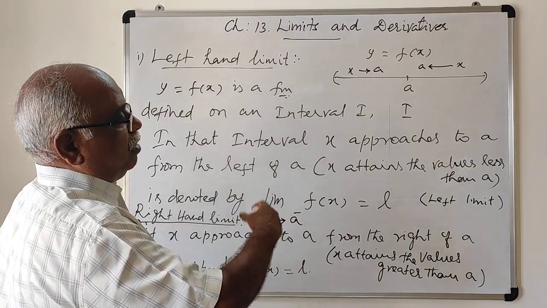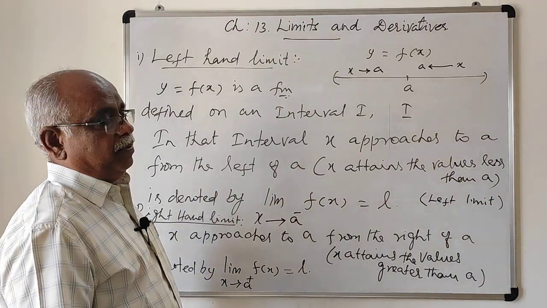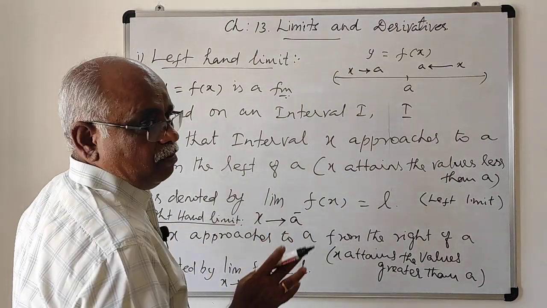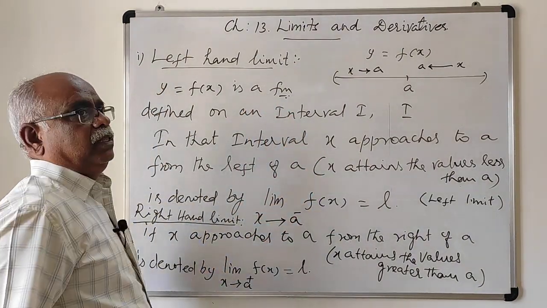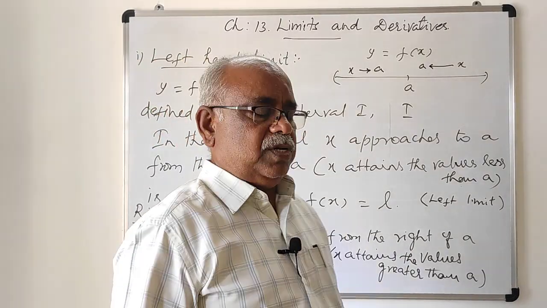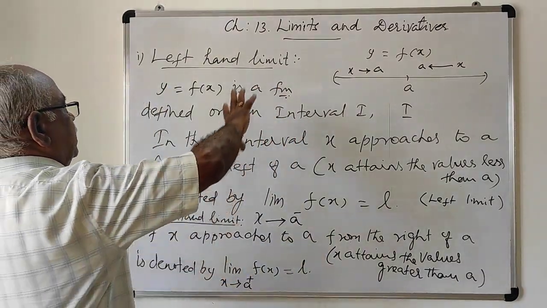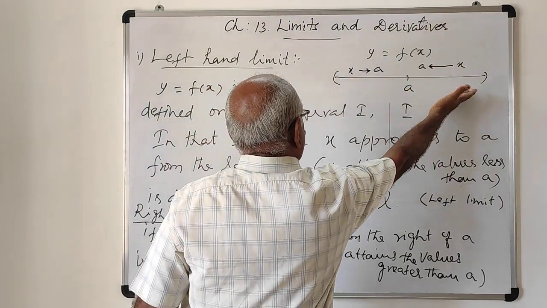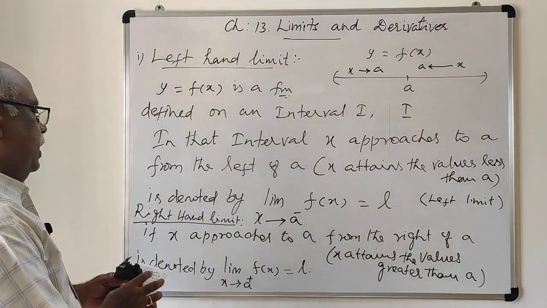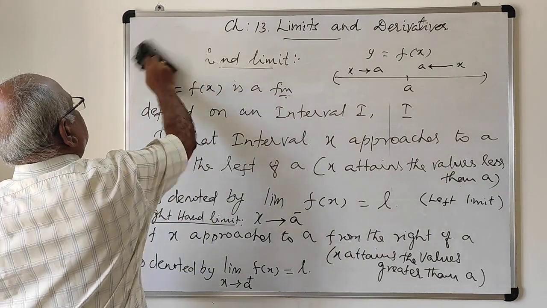So the left limit should always be equal to the right limit. Then only the limit exists. That is the major condition. If the left limit is equal to the right limit, then only the general limit exists. So we have seen the left limit of the function f of x and the right limit of the function f of x. Okay. Next.